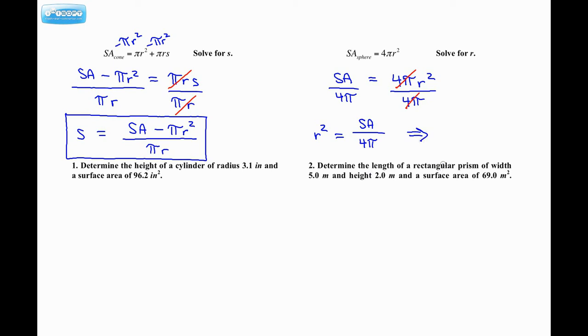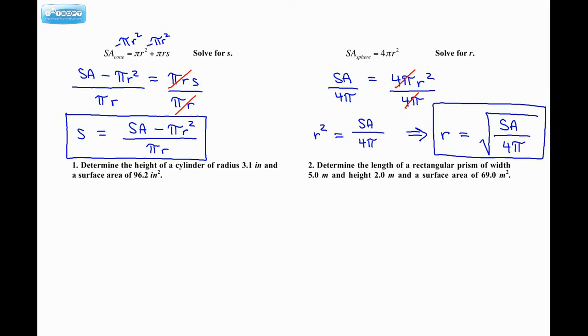So this is just going to give me the radius equal to the square root of this whole thing. If you were to put this in your calculator, you take the surface area, divide it by 4 pi, get your answer, and then you would take the square root of that result. Okay, so I'll put a box around it.